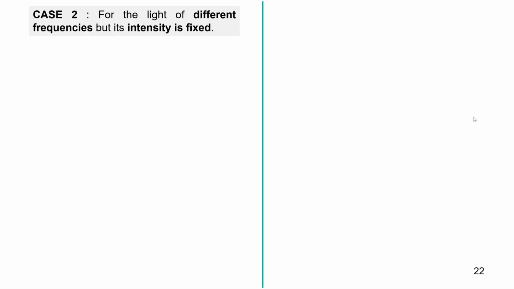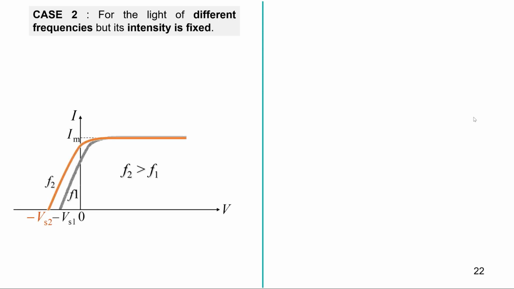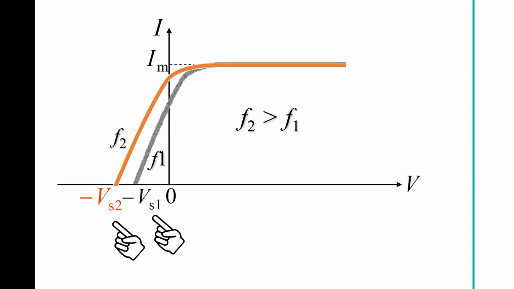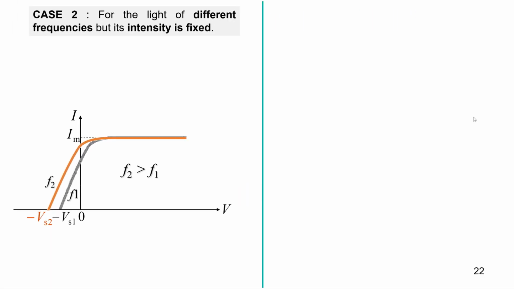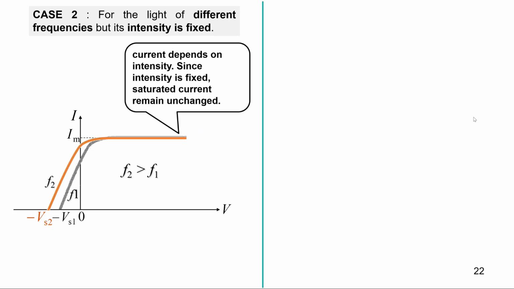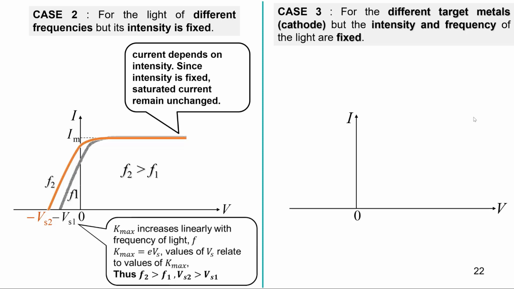For case 2, when two different lights have the same intensity, we will observe two different stopping potentials with the same photoelectric current intensity. The light with higher frequency has stronger Vs, hence located more to the left. For case 3, when the intensity and the frequency of the light is kept constant, but two types of metal are used.